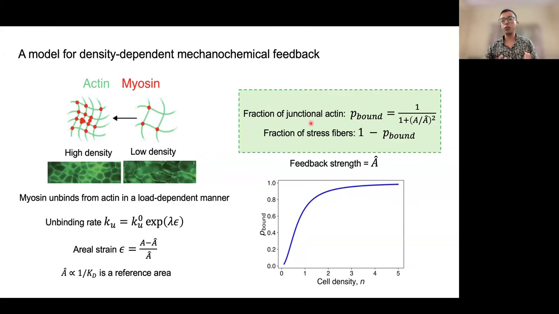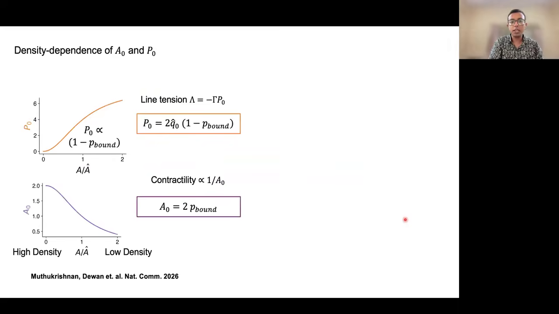And in our two-state model, 1 minus P bound then gives you the stress fibers. And the feedback strength of this mechanochemical feedback is then given by this A hat. So this is how a typical P bound looks as a function of cell density. As you can see, the fraction of the junctional actin increases with density, and its conjugate, the stress fiber, should decrease with density. So that means that we can capture the behavior that we are seeing in the experiment, provided that we make the following constitutive relationship.